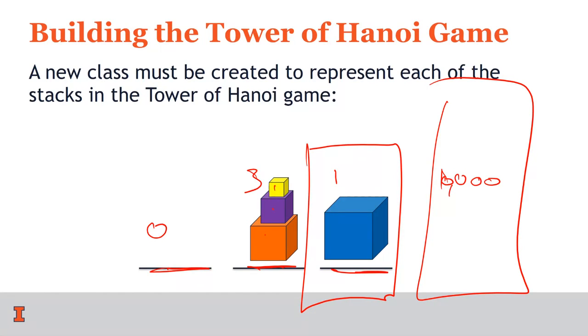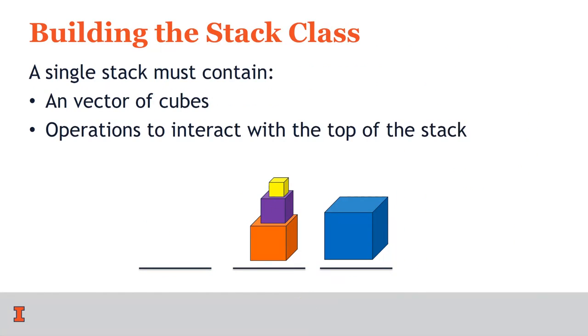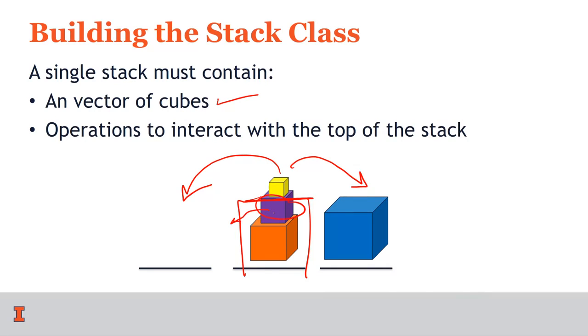So every single stack needs to contain a vector of cubes so that we can push the cubes onto the stack. The other piece we need, in addition to the vector of cubes, is operations to interact with the top of the stack. Notice on every stack, we never care about what's below the top element. We can only move the yellow element. We can't move the yellow and the purple element at the same time. So the only operations we ever have on the stack is to modify the top element by either looking at it or removing it altogether.